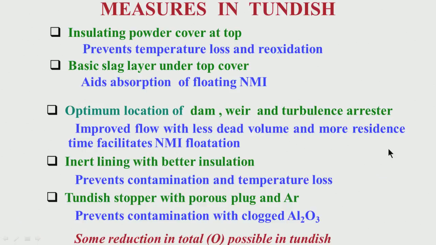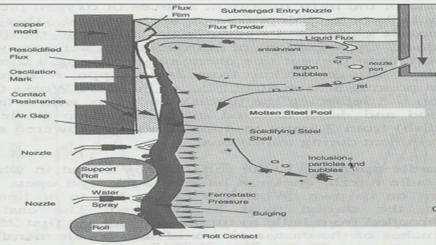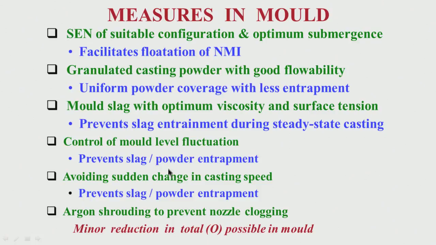So, for that there has to be a proper control on mold level fluctuation. It can be done, and it is normally done. It prevents slag entrapment. Too much fluctuation means even the powder which is present at the top of the slag might get entrapped. A small amount of fluctuation and turbulence will cause slag entrapment. Too much fluctuation might cause even powder entrapment, which is very, very undesirable. So, mold level fluctuation control is very important.